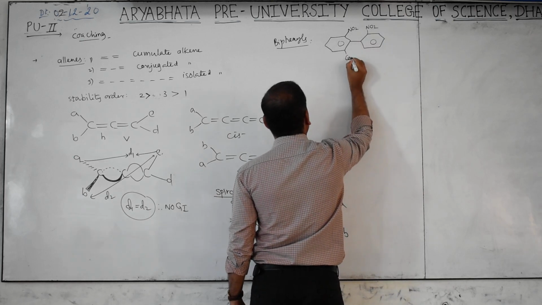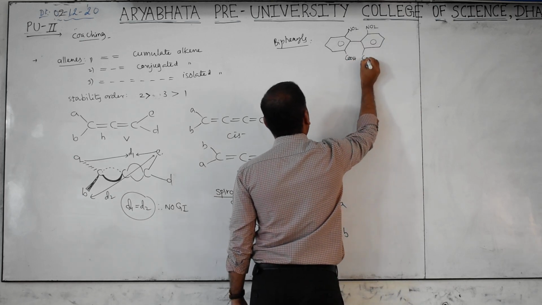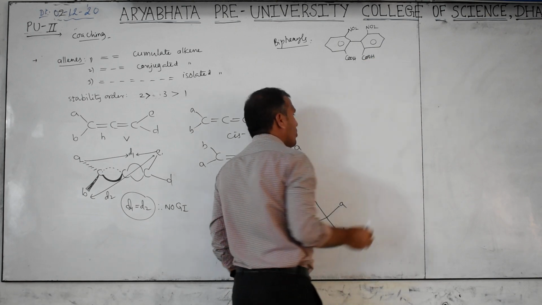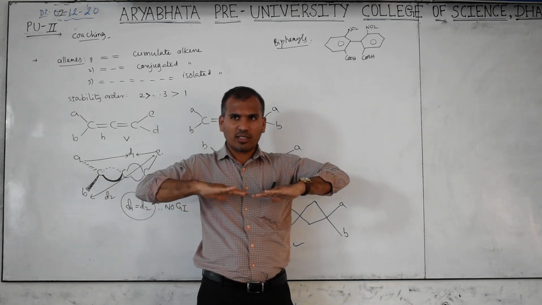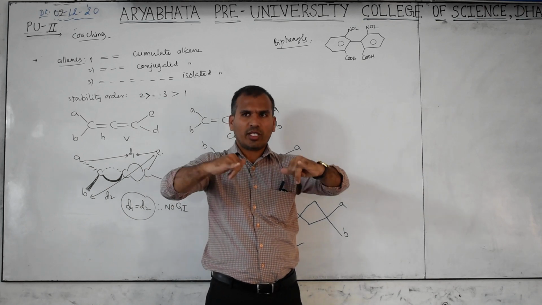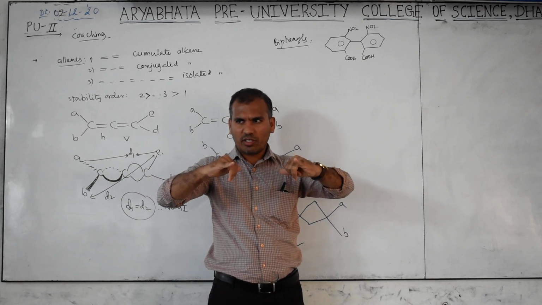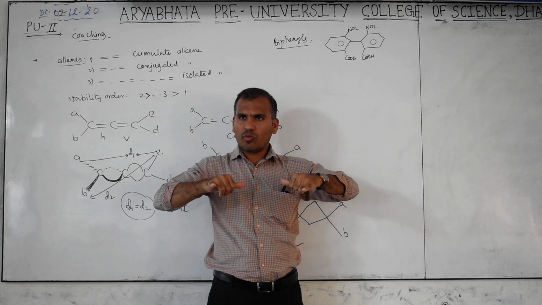Here I want to write COOH. Then what will the student think? Carefully, like this. This side is COOH. The small finger is COOH, and this thumb is NO2.